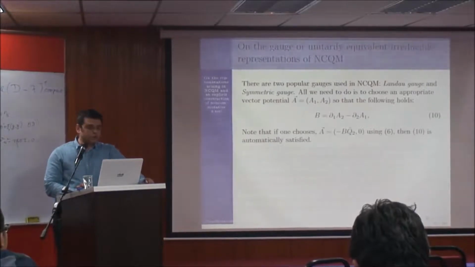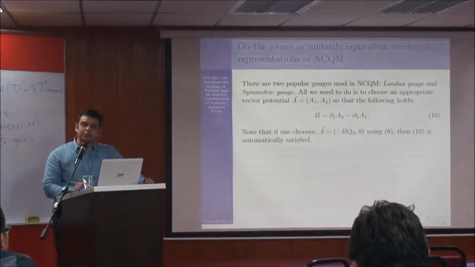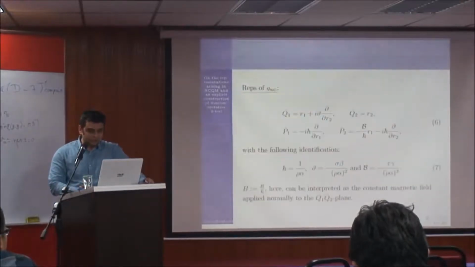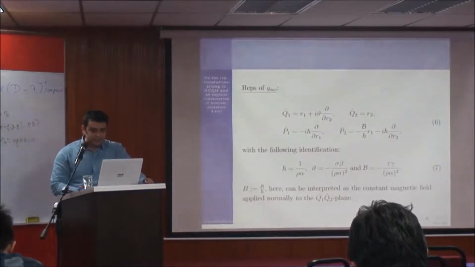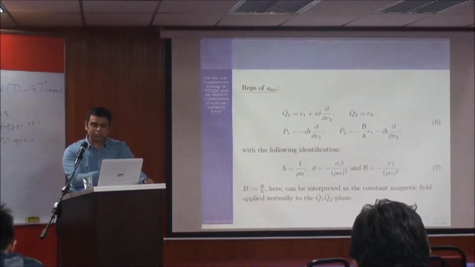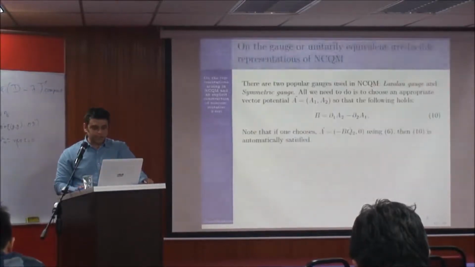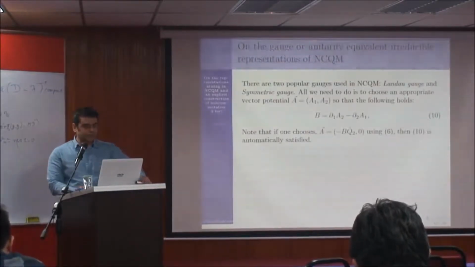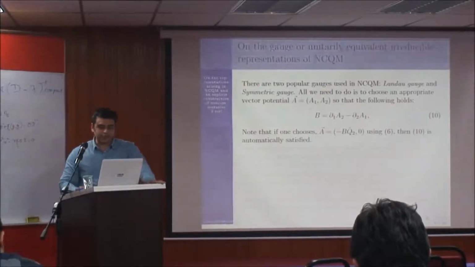Now I will say a few words about the gauges involved here, because like I told you before in equation number 6, there is a certain asymmetry appearing between Q1 hat and Q2 hat. We can remove this asymmetry by introducing some gauge, like I promised before. So here is a discussion on gauges of non-commutative quantum mechanics.